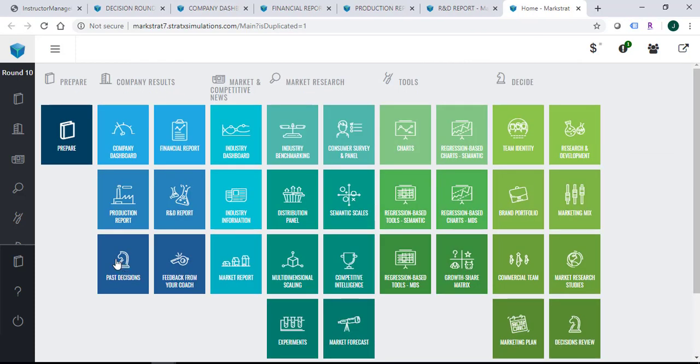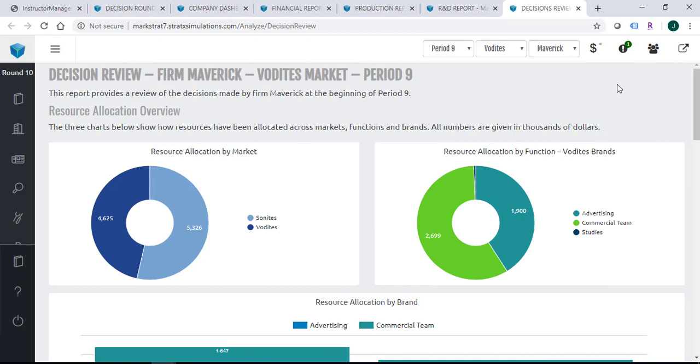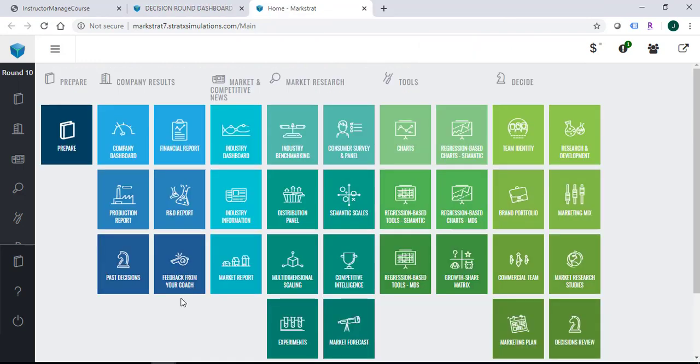Let's look at the past decisions. This report provides a review of the decisions made by your company at the beginning of period 9. If you want to change the period, you can change it from this menu, and you can also change your market as well. Finally, let's look at feedback from your coach.